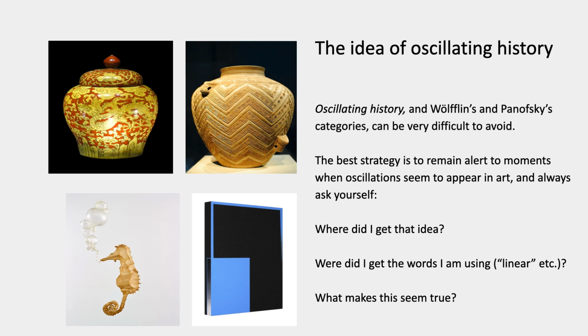And also, you can ask yourself where you got the words that you might be using to describe the difference, like linear and things like that, because these words also have histories. And then, I suppose in the end also, just what makes it seem true? Why should it be that art should oscillate like this? Does that actually make sense as a model for art? So it's not that this is wrong. It should be cause for suspicion that it seems to fit all art. And it may very well be something that's not soluble because it is such a general idea, but it's always good to be aware of it and to be skeptical of it when you see it.